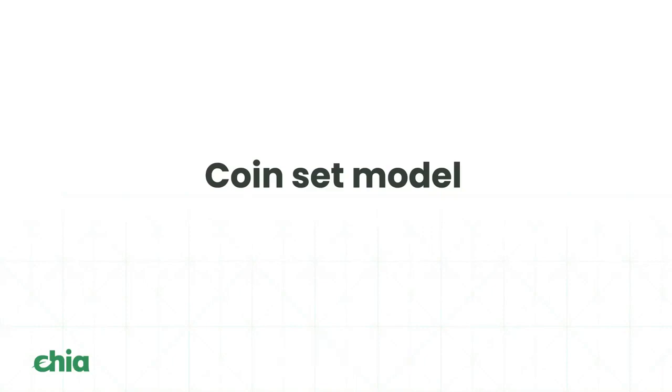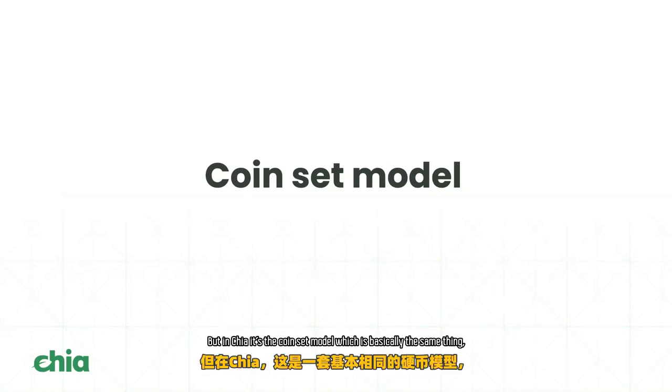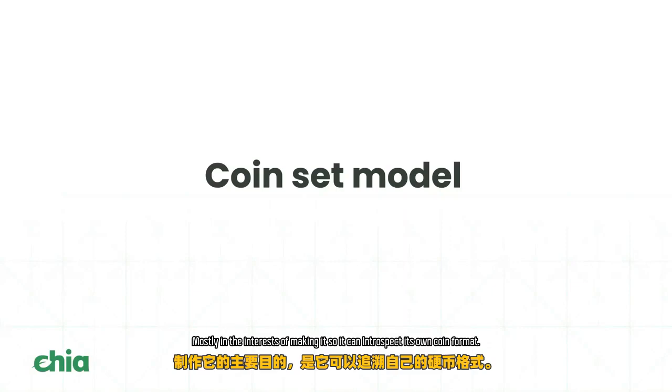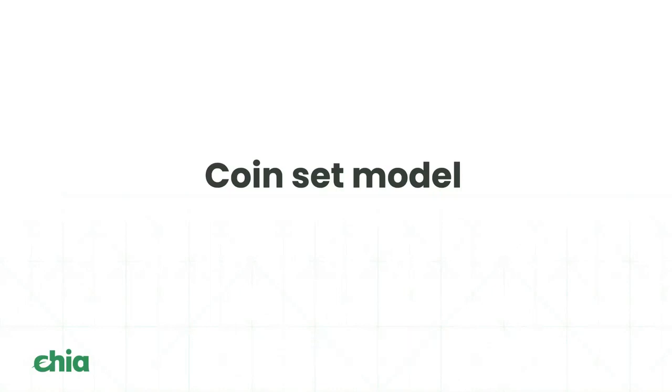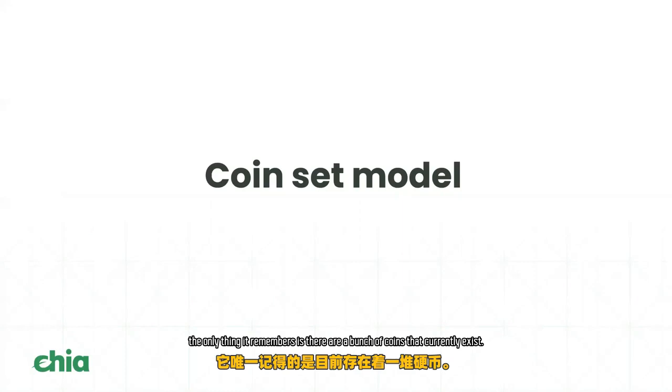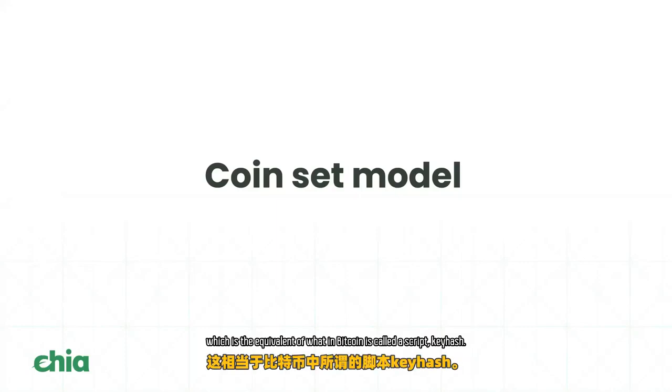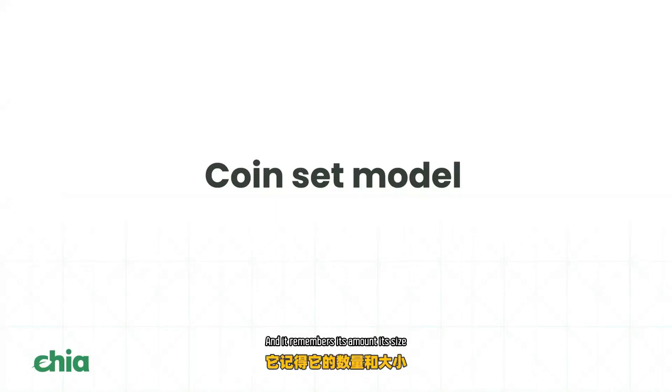It's a little strange. But in Chia, it's the coin set model, which is basically the same thing, kind of dumbed down, mostly in the interests of making it so it can introspect its own coin format. But what this means is that the only thing it remembers is there are a bunch of coins that currently exist. Every coin has a lineage, it remembers its lineage, and it's what's called a puzzle, or puzzle hash, which is the equivalent of what in Bitcoin is called a script key hash. And it remembers its amount, its size.